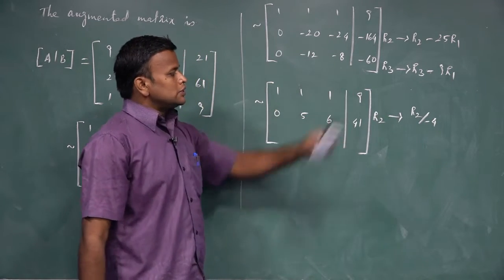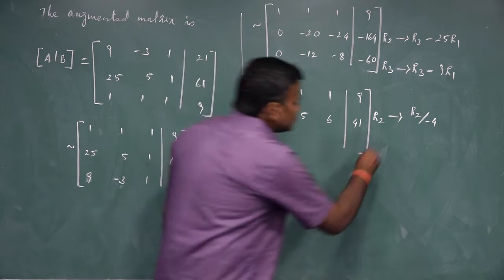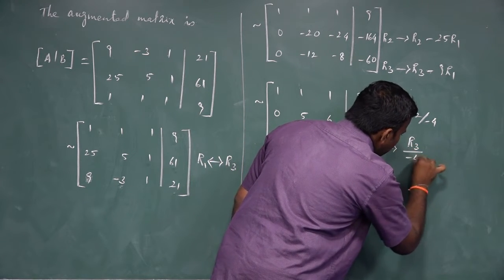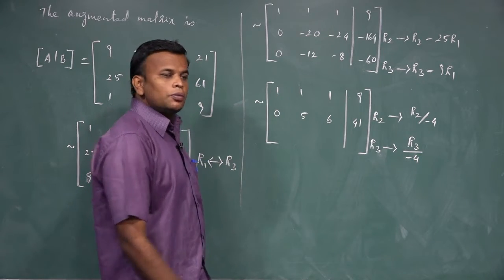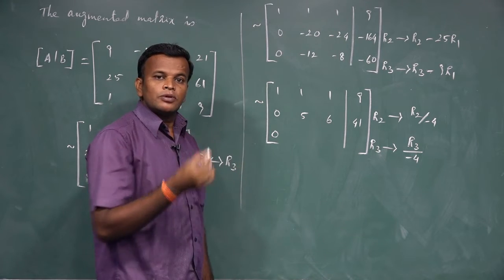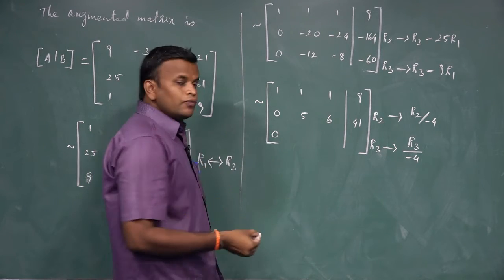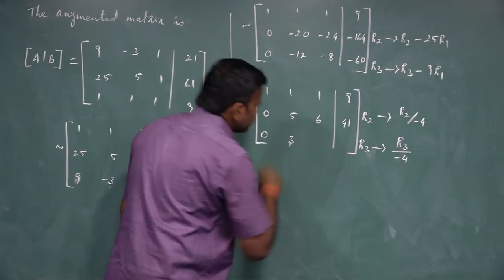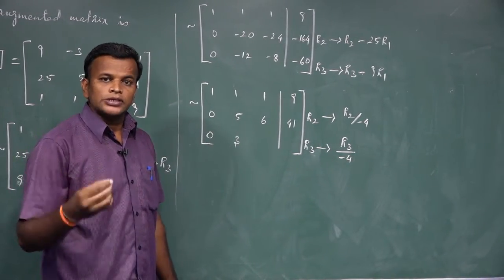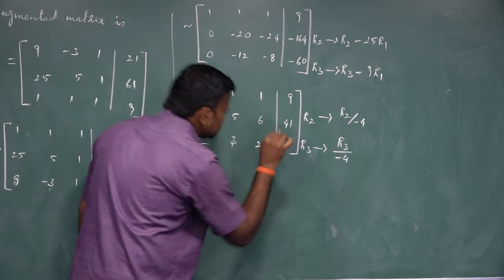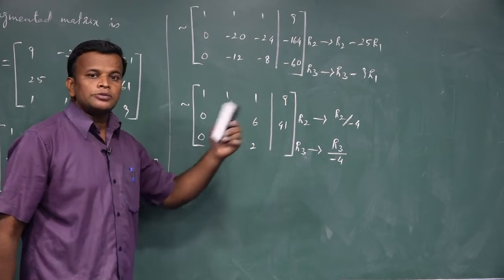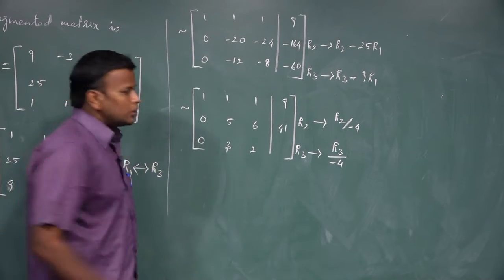I write the third row is also divided by minus 4. R3 as R3 by minus 4. 0 by minus 4 is 0. Minus 12 by minus 4: minus by minus is a plus, 12 by 4 is 3. Next, minus 8 by minus 4: minus by minus is plus, 8 by 4 is 2. Next, minus 60 by minus 4: minus by minus is plus, 60 by 4 is 15.